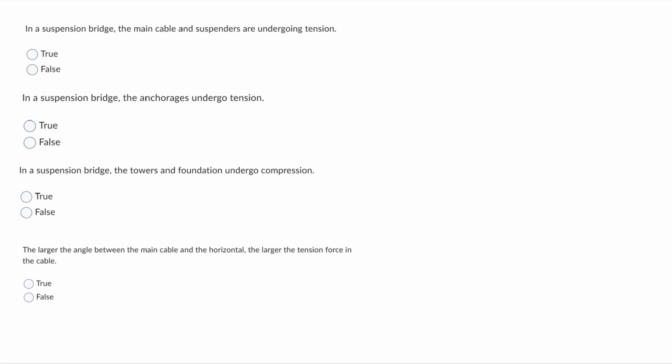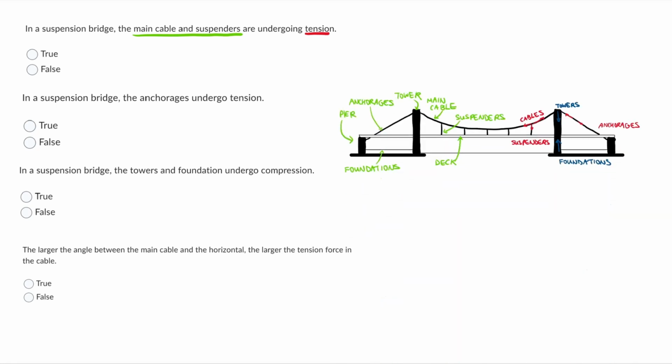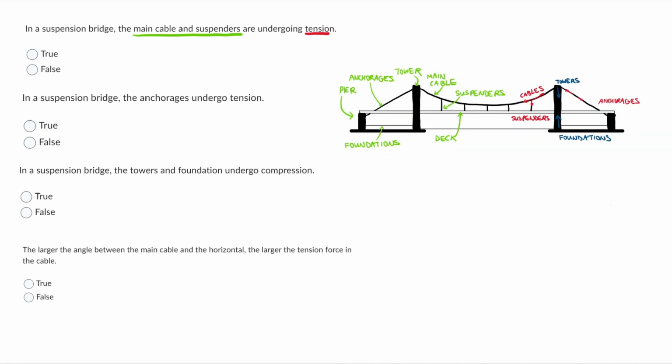Okay, so now, looking at the first question here, we're looking to see if the main cable and suspenders undergo tension. Now, recall our drawing from earlier. This is true. As we've labeled it here, the cables and suspenders are being pulled and undergo tension in order to hold up the deck. Now, is that also true for the anchorages? From what we labeled, yes it is. They are also pulling in tension, trying to maintain the main cable. So this is also true.